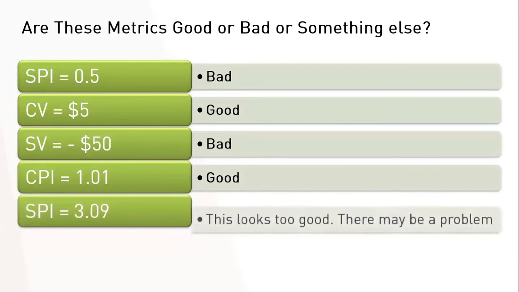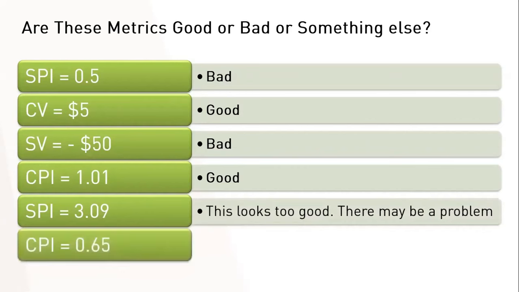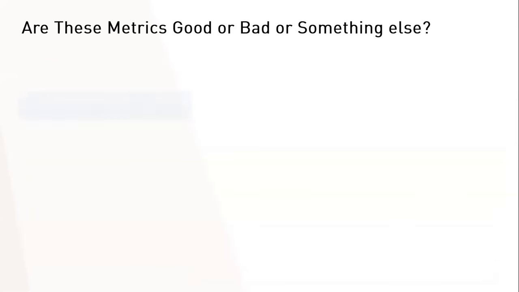That one is suspicious. That means you're 3 times as efficient as you said you would be. There could be a problem. Okay. Now the exam won't go that far, like I did just now, challenging and questioning your high SPI. It may not be like that on the test. I think it's going to be a lot easier.